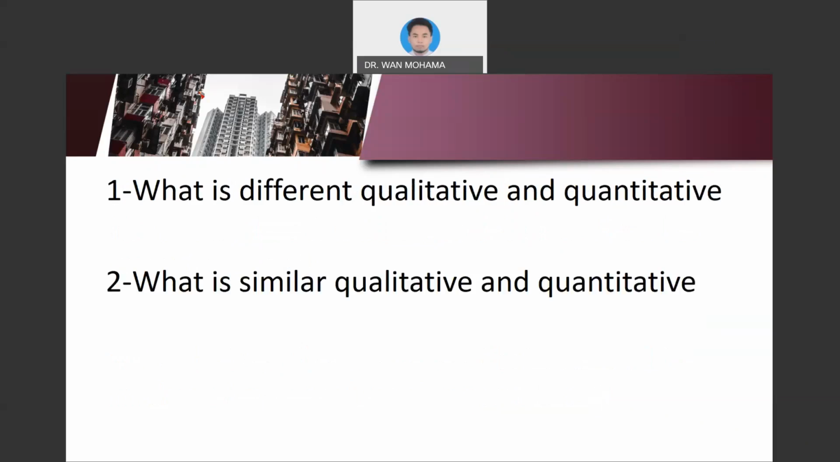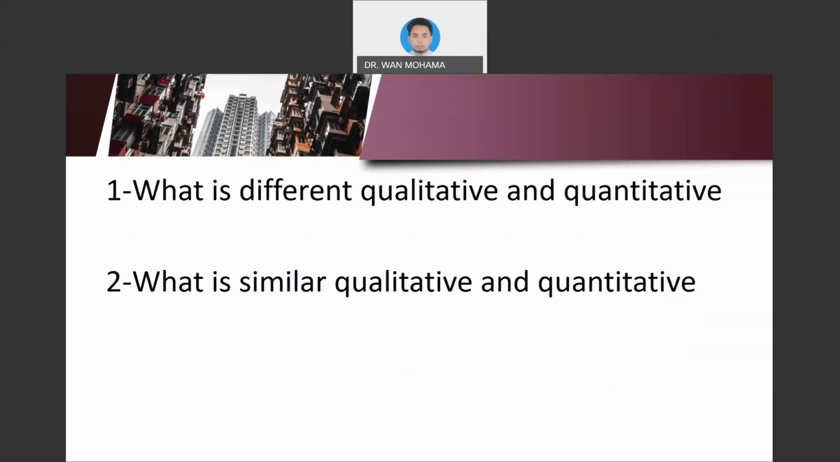What is the difference between qualitative and quantitative? And the second question, what is similar? Actually, there is nothing similar between qualitative and quantitative. Qualitative is about the categorical, quantitative is about the continuous. What it means is, qualitative variable is about the data that you obtain from your observation, interview, and experience. But for the quantitative, the data is about value, any numbers. This is what we call quantitative variable.